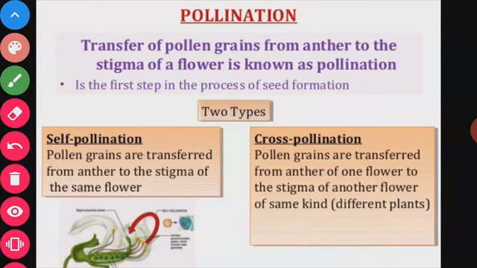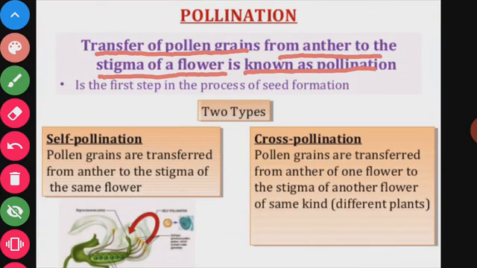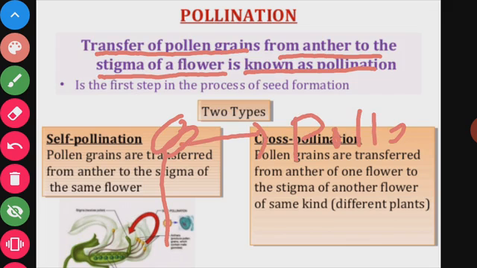Dear students, now we have to know what pollination is. Pollination is the transfer of pollen grains from anther to stigma of a flower. Where are anthers present? I told you the stamen has two parts, anther and filament. In the anther there are pollens present.